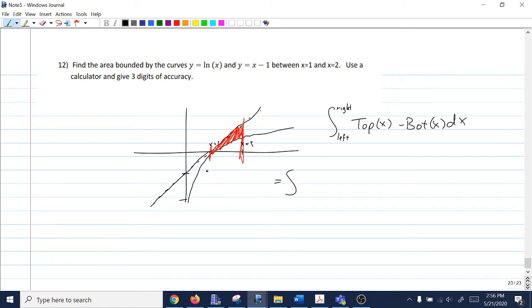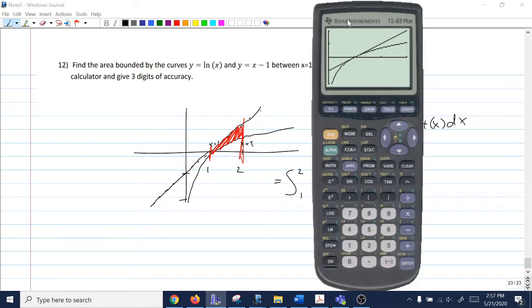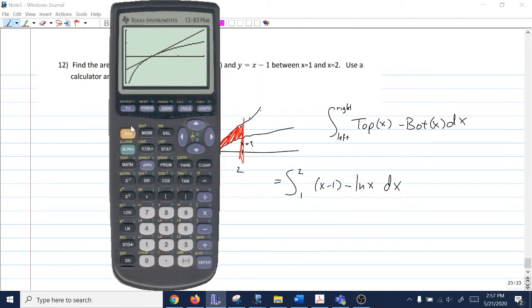This is the integral from 1 to 2 of our top function, x minus 1, minus our bottom function, natural log x. I kind of need the graph to be able to tell which is the top and which is the bottom. I guess I could have just done it and seen if I got a negative answer, then switched it around. I need to integrate this function. The way to integrate it is to graph it. I don't need these graphs anymore. I want to look at the thing I'm integrating, x minus 1 minus natural log x. Show me that.